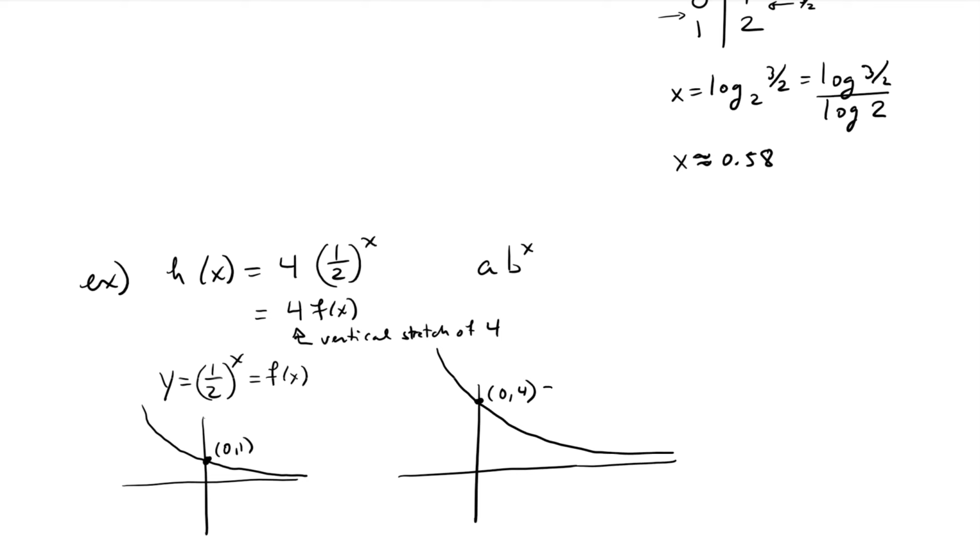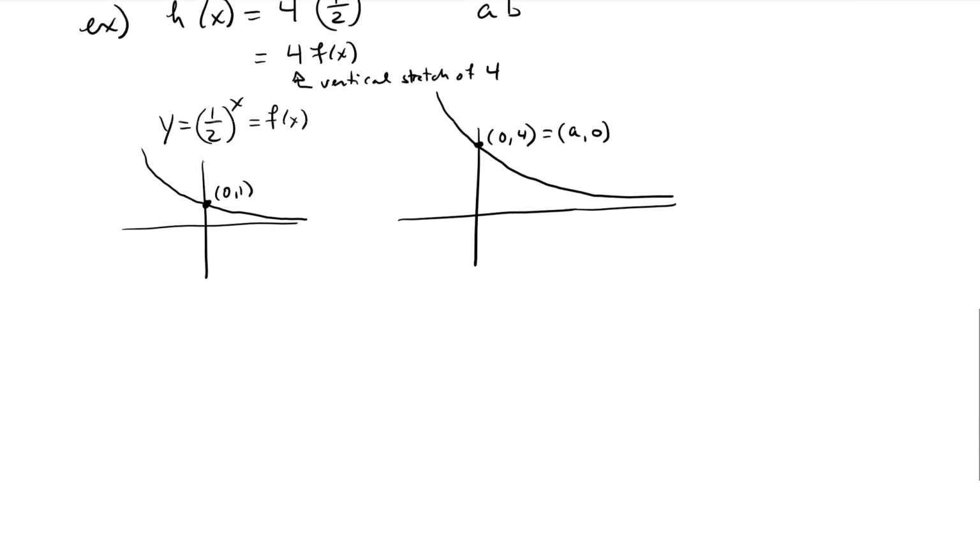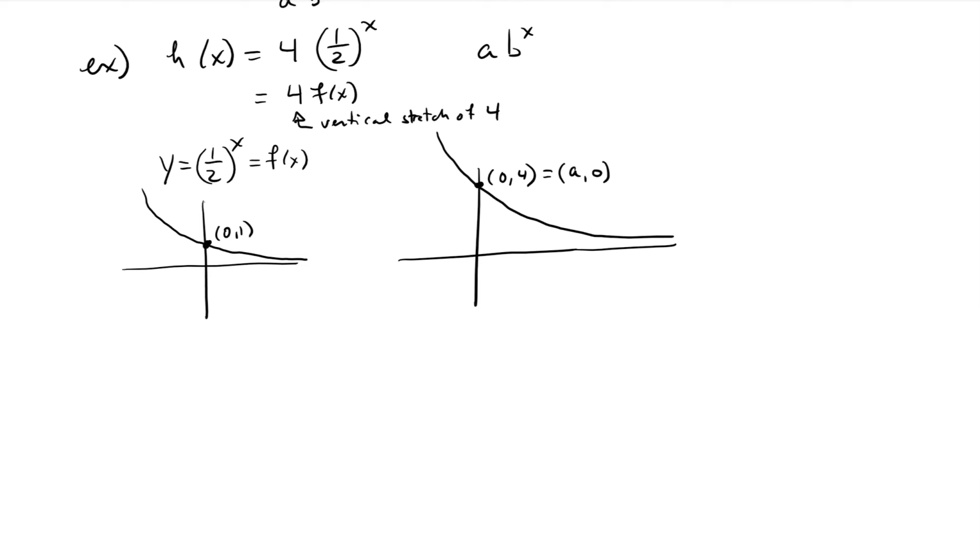Well, we kind of knew that because when it's of the form a b to the x, I already mentioned that a is going to be our y-intercept. Okay, so that's not really a surprise, but I want to show you the 4 through the eyes of transformation of functions. So it's going to perform a vertical stretch. Now this is where you're going to participate.